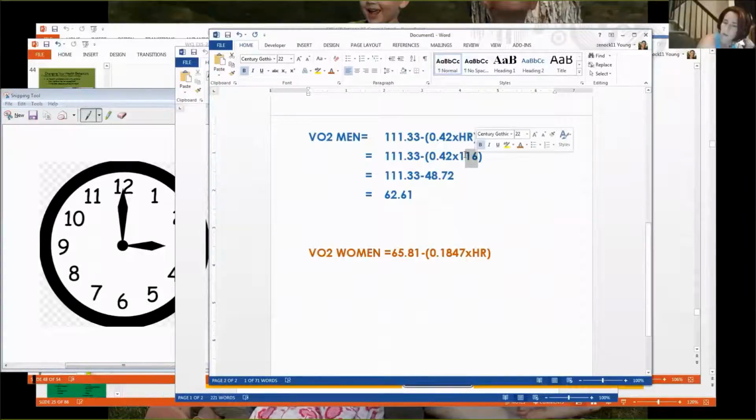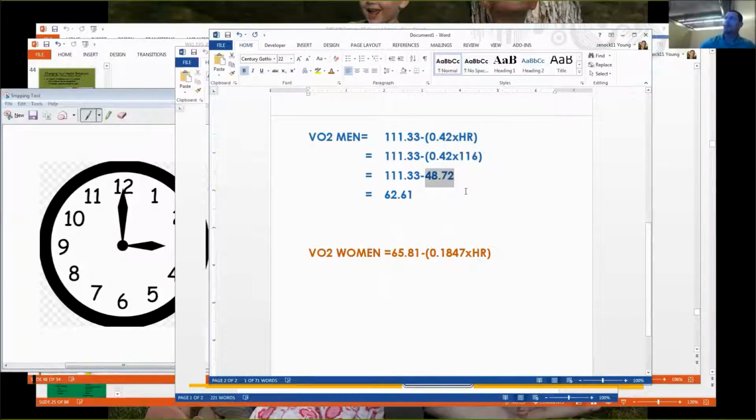And then what's my first function that I want to do after I put in that 116 here? The parentheses, you do that first. Right, you want to perform the function within the parentheses first, right? So if I multiply 116 by 0.42, that gives me 48.72, okay?